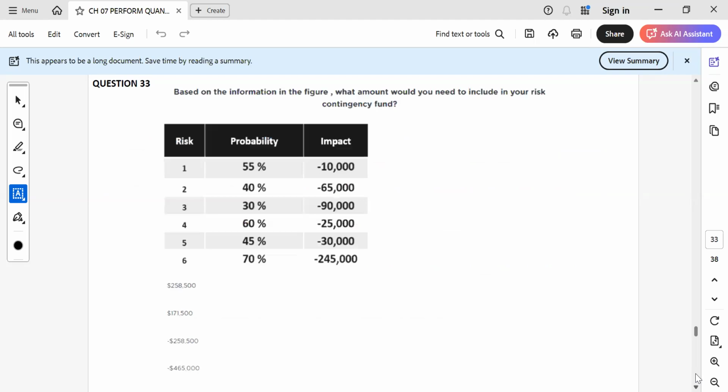Okay, question 33. Question number 33: based on the information in the figure, what amount would you need to include in your risk contingency fund? So I will calculate the sum, which you all have calculated before. So it is 258,500. But there are two values, plus 258,500 and minus 258,500. So it would be a plus only, no? Plus or minus?